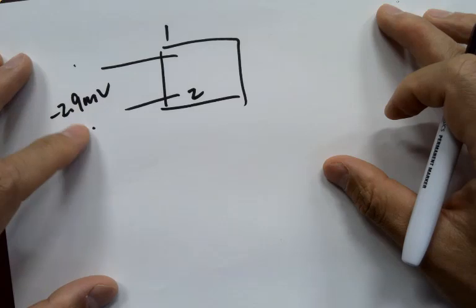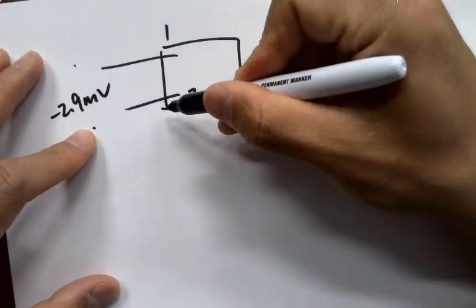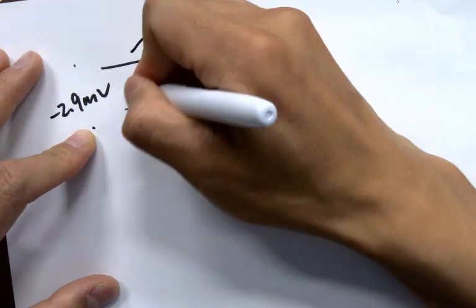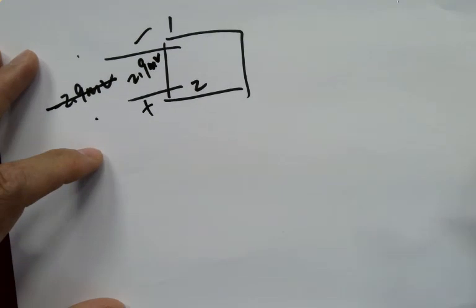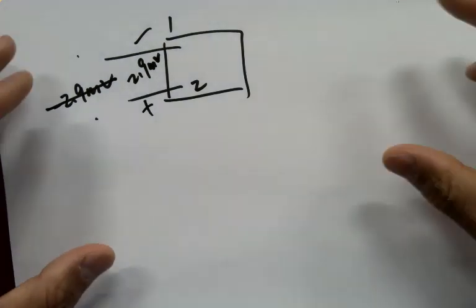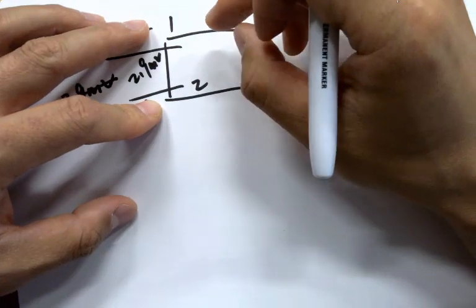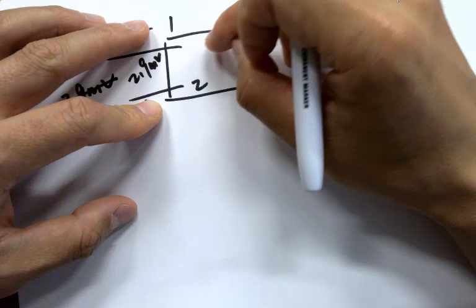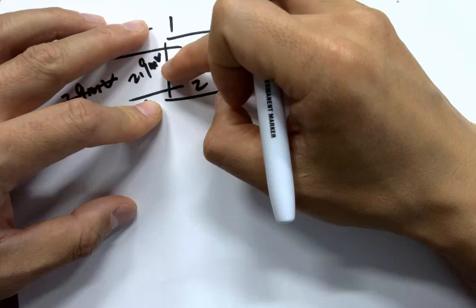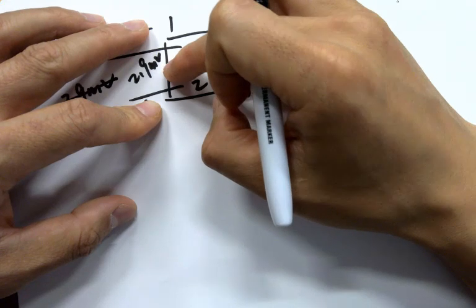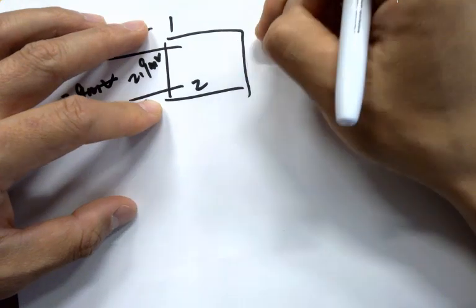So what's really happening here? What's the real voltage drop? From 2 to 1, right? Which is 2.9 millivolts. So the description was, the voltage drop between 1 and 2 is negative 2.9 millivolts. So the voltage drop from 2 to 1 will be positive 2.9 millivolts.